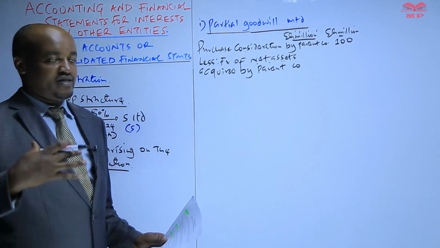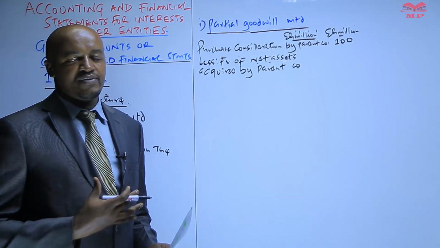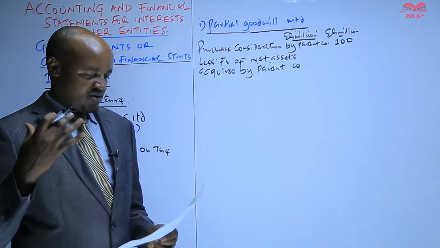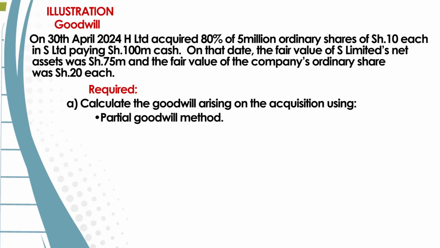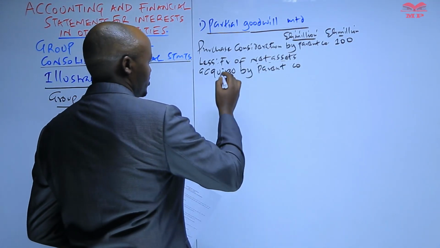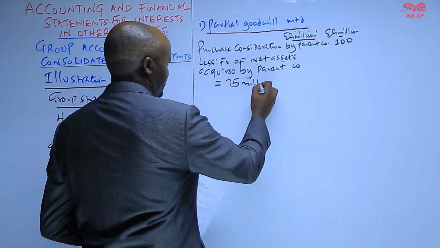And actually, you have said that if that figure is not provided to you, that is how you compute it. You take the subsidiary company ordinary share capital plus all pre-acquisition reserves of the subsidiary. But if you check the information given in this particular question, in sentence number 2, we are told that on the date of acquisition, the fair value of S Limited net assets was 75 million. So we are given the fair value of the subsidiary company net assets on the date of acquisition, which is 75 million.